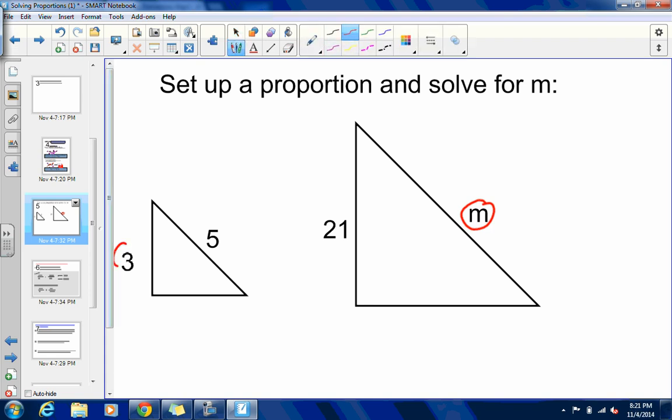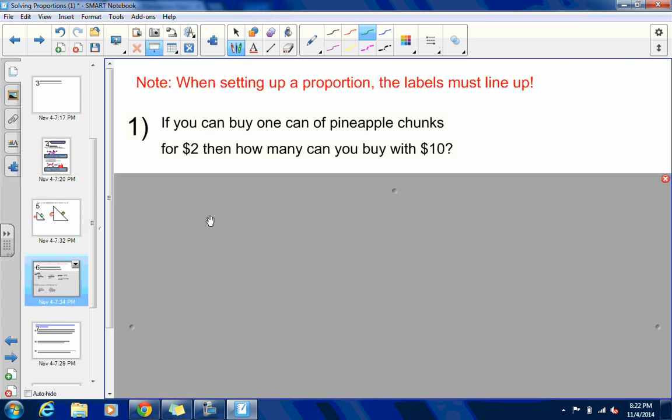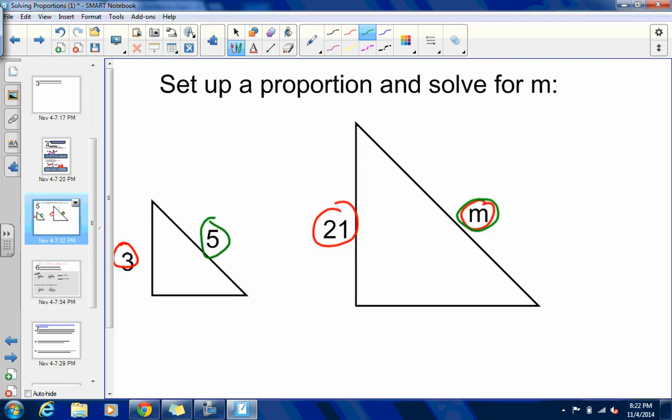So 3, if you notice, is on the left side, and in the bigger figure 21 is on the left side. So those two are corresponding. All right. M is this long side, the hypotenuse, and so is 5 over here. So those are corresponding sides. That's what corresponding sides are, and that's a term worth thinking about. Corresponding just means they go together. So the smaller one, 3 goes with 21, and I'm sorry, 5 goes with m.